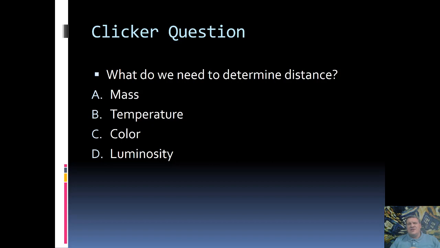What do we need to determine distance? A, mass, B, temperature, C, color, or D, luminosity? Go ahead and think about it and we'll discuss in just a bit.